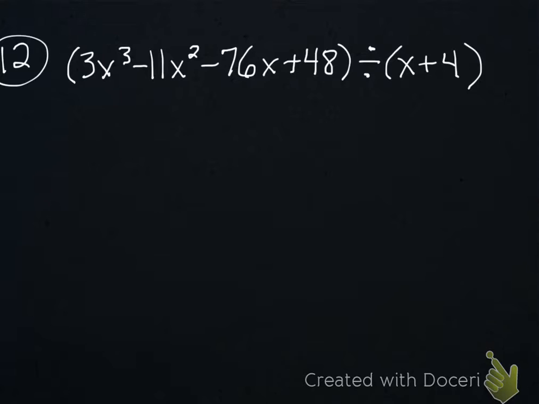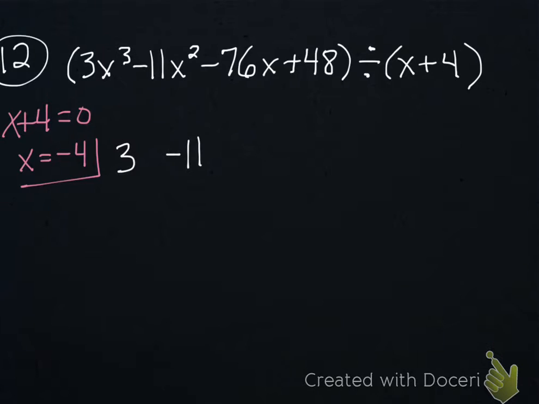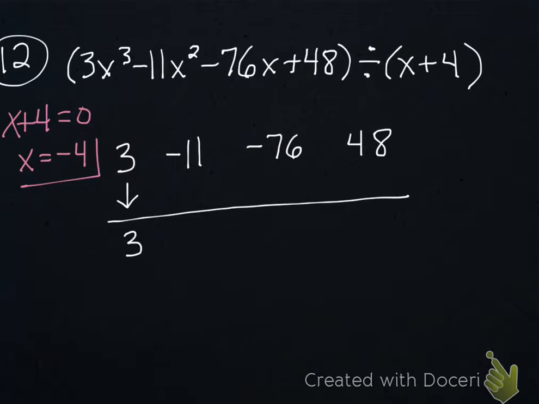Number 12. Take the divisor, x plus 4, set it equal to 0. Solve for x. X is -4. Put it in the box. Now write down the coefficients. Are there any missing? No. So I have 3, -11, -76, +48. Always include the signs. Drop the first one down.